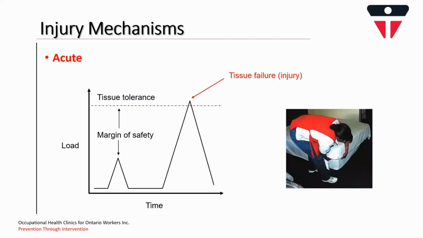So there's basically two kinds of different types of musculoskeletal injury mechanisms. The first one is acute. It's an injury that happens over a short period of time. And basically, it's when the load and the forces placed upon the body are too great for your body tissues to withstand. So the greater the load that you have, if it's past your margin of safety, inevitably you end up with tissue failure and injury.